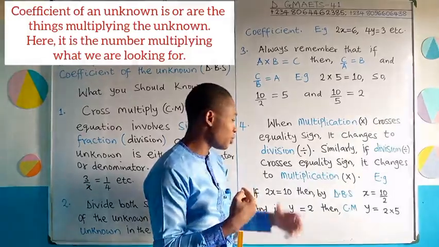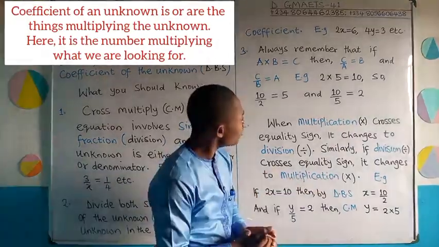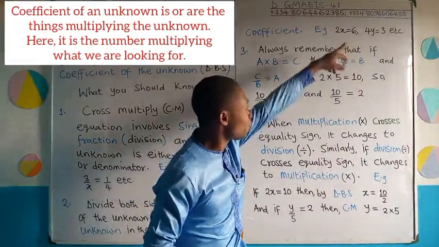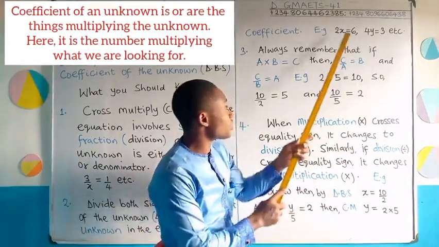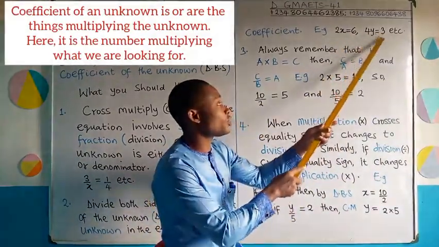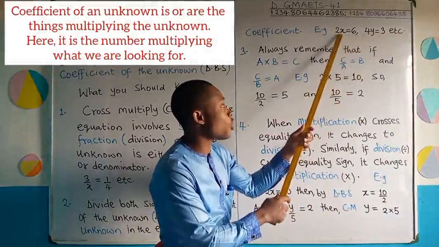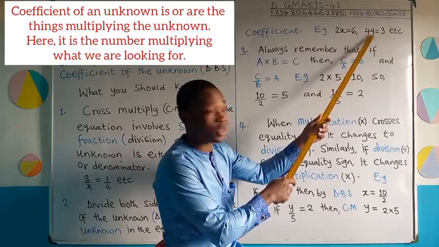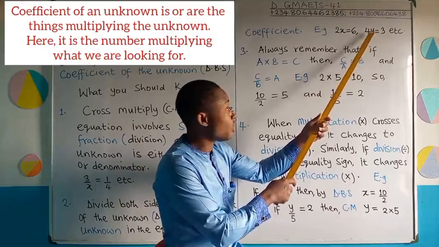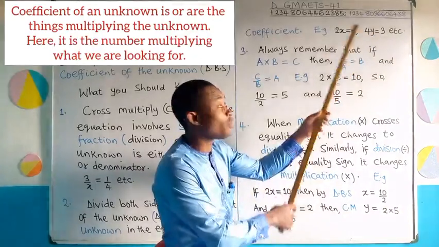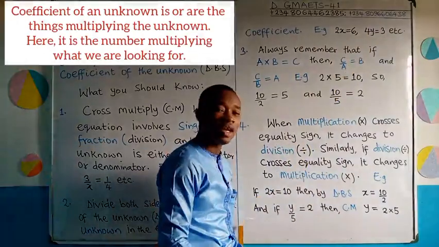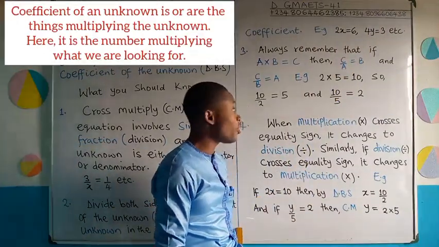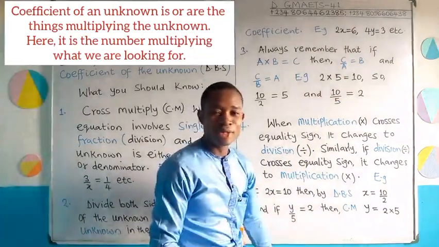Look at another example here. Look at these two examples: 4y equal to 3, 2x equal to 6. Here, the coefficient of the unknown is 2. Here, the coefficient of the unknown is 4 because the unknown is y, and what is multiplying it is 4. So 4 is the coefficient. Alright, I've explained to you what the coefficient of an unknown is.